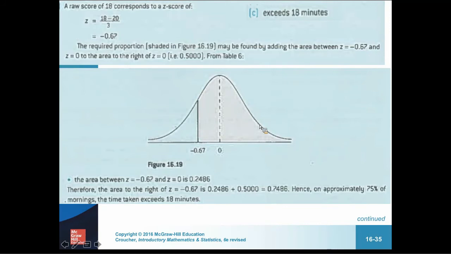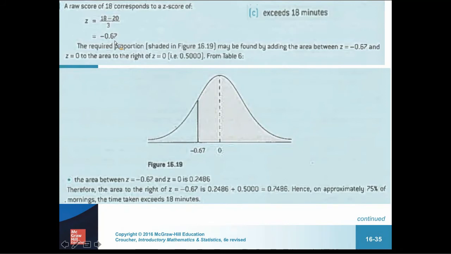So obviously this is less than 18 minutes, anything from 18 towards the mean of 20 and above. So anything greater than 18 minutes. Well, that helps me straight away know that my area has to include 50% here. I don't need to look up anything to know that the area all above the mean is 50%. All I've got to do is then add this area here from 18 up to the mean of 20.